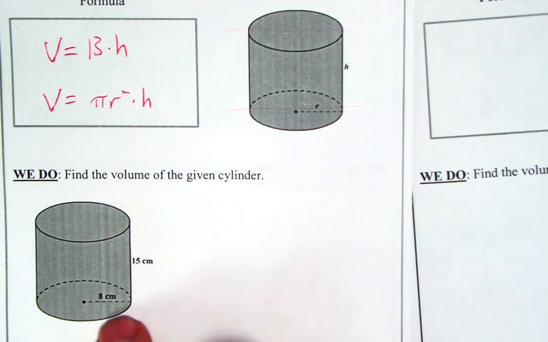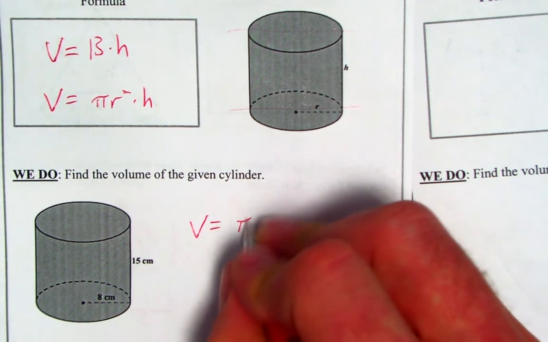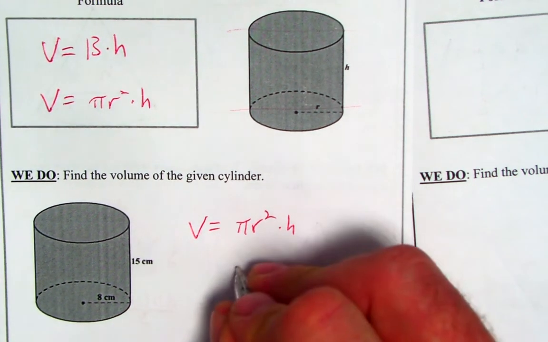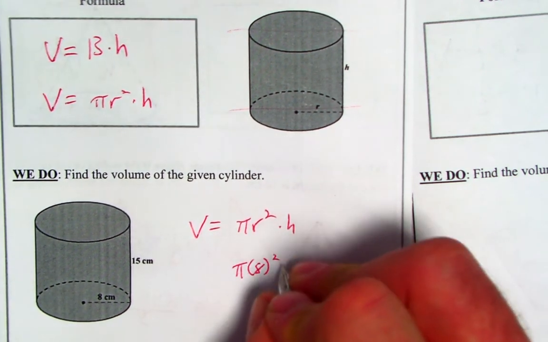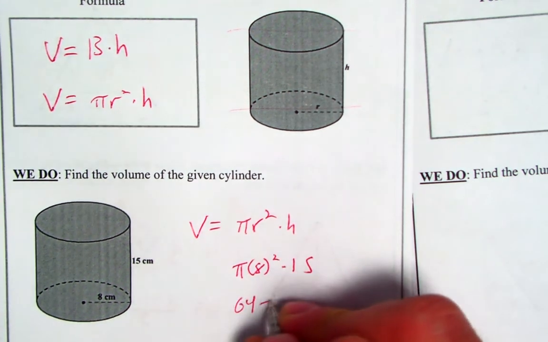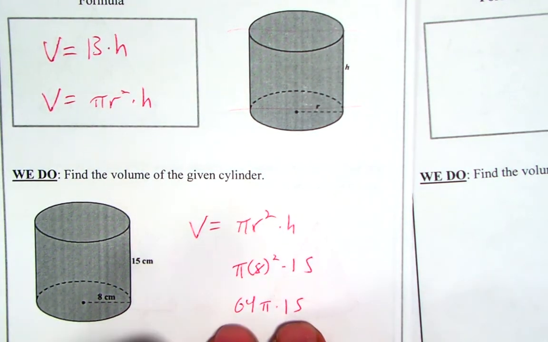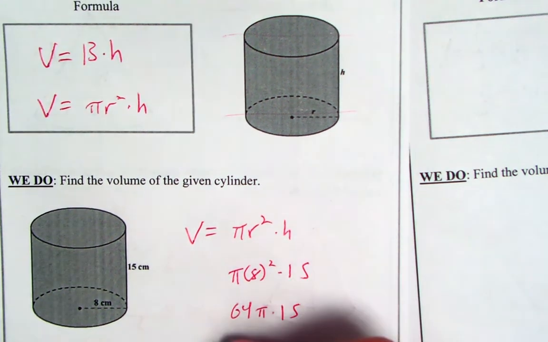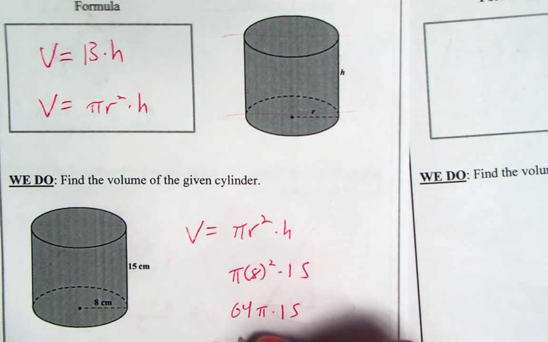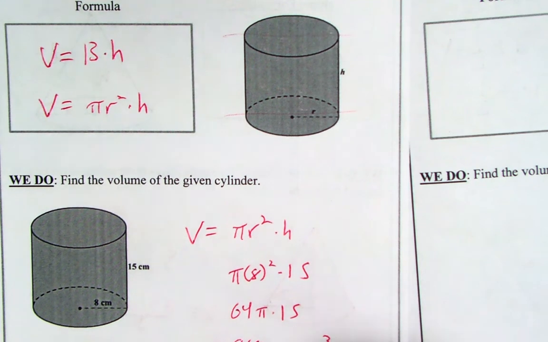So in our example below, we have a radius of 8, we have a height of 15, so volume is pi r squared times h, pi times 8 squared times 15. So we get 64 pi times 15, 64 times 15, we get 960 pi. And if you convert that to a decimal, you get about 3,016 cubic centimeters.